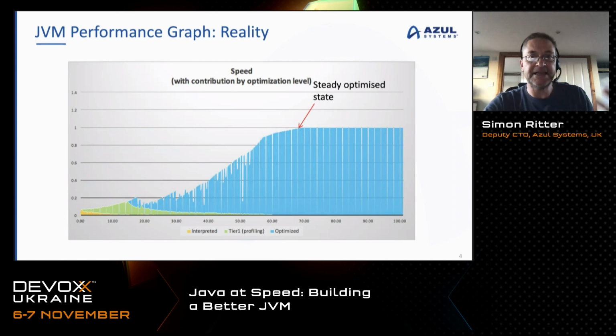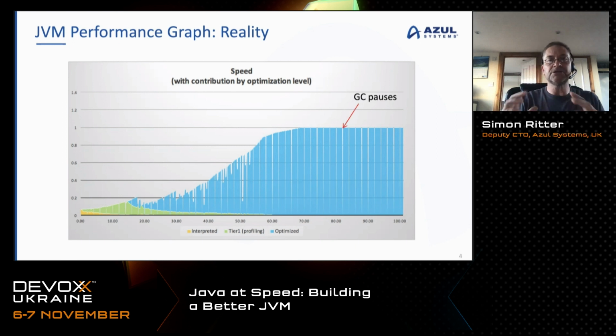Eventually, we get to our steady optimized state. That's our 100% performance because all the hot methods are compiled and they're all running with our heavily optimized code. But we still see some dips in performance, and that's due to something else. That's due to garbage collection, because most garbage collection algorithms pause application threads in order to do the work of the collector safely in terms of marking used objects or moving objects around within the heap.